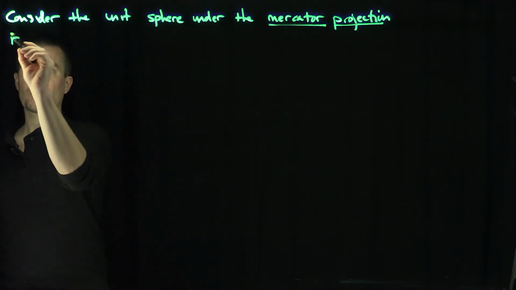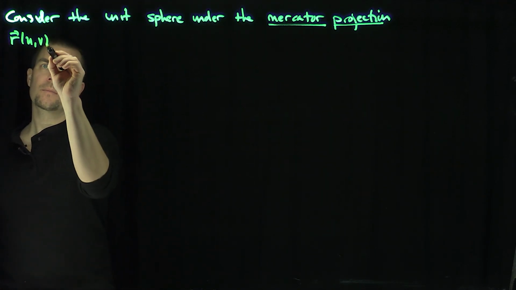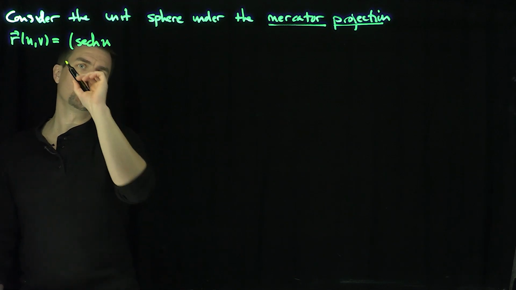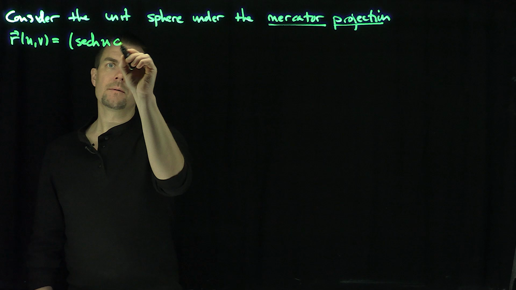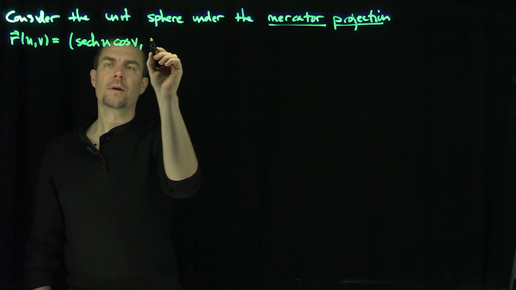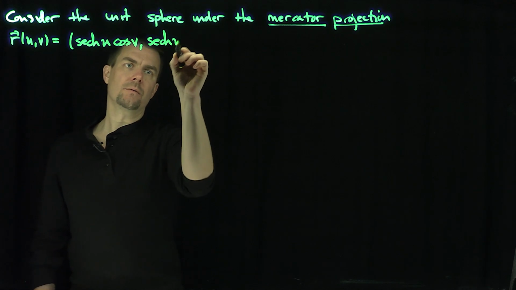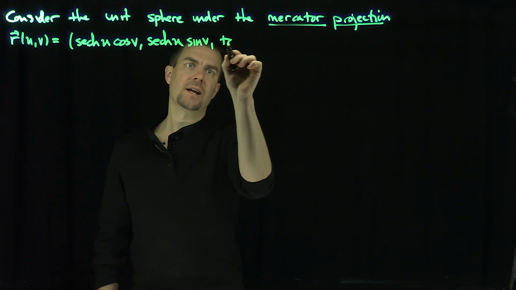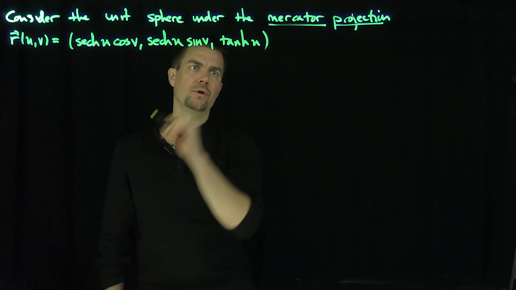So what will it look like? It's going to be R of U and V is equal to hyperbolic secant of U cosine of V, hyperbolic secant of U, then the sine of V, then the hyperbolic tangent of U like this.